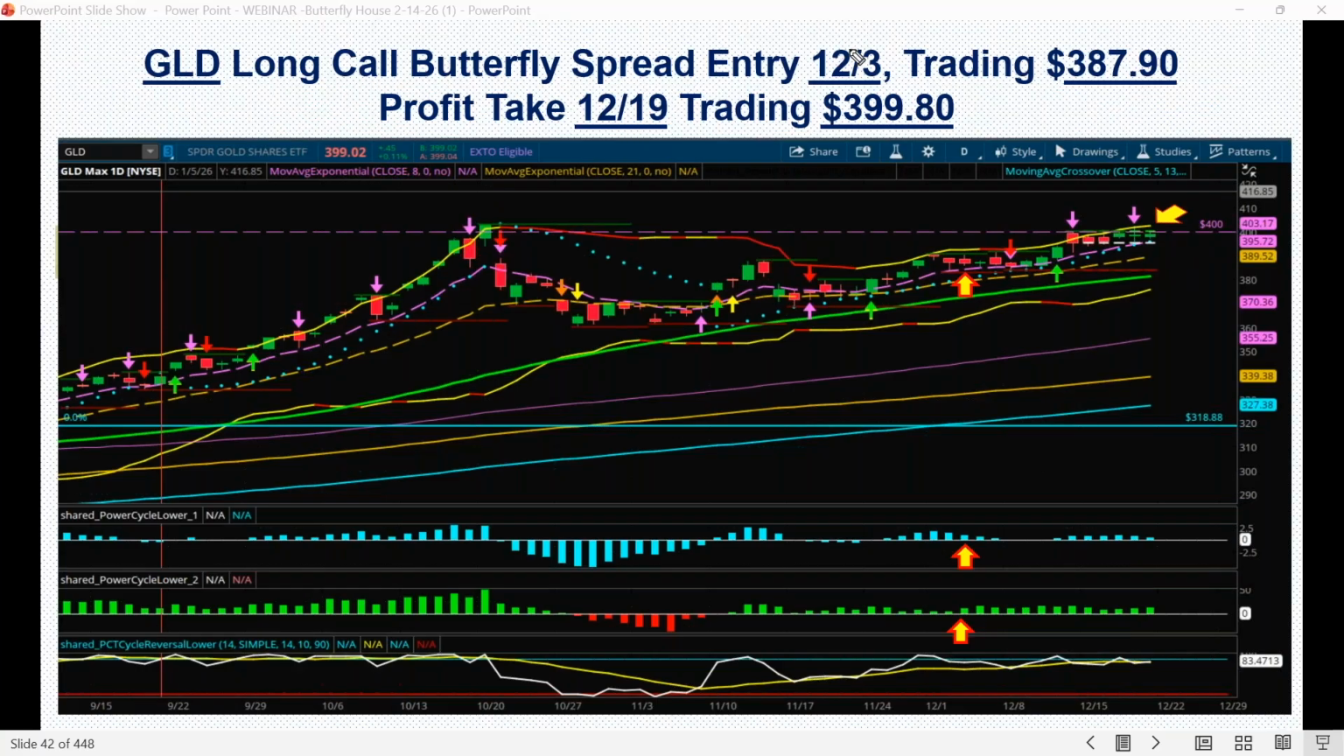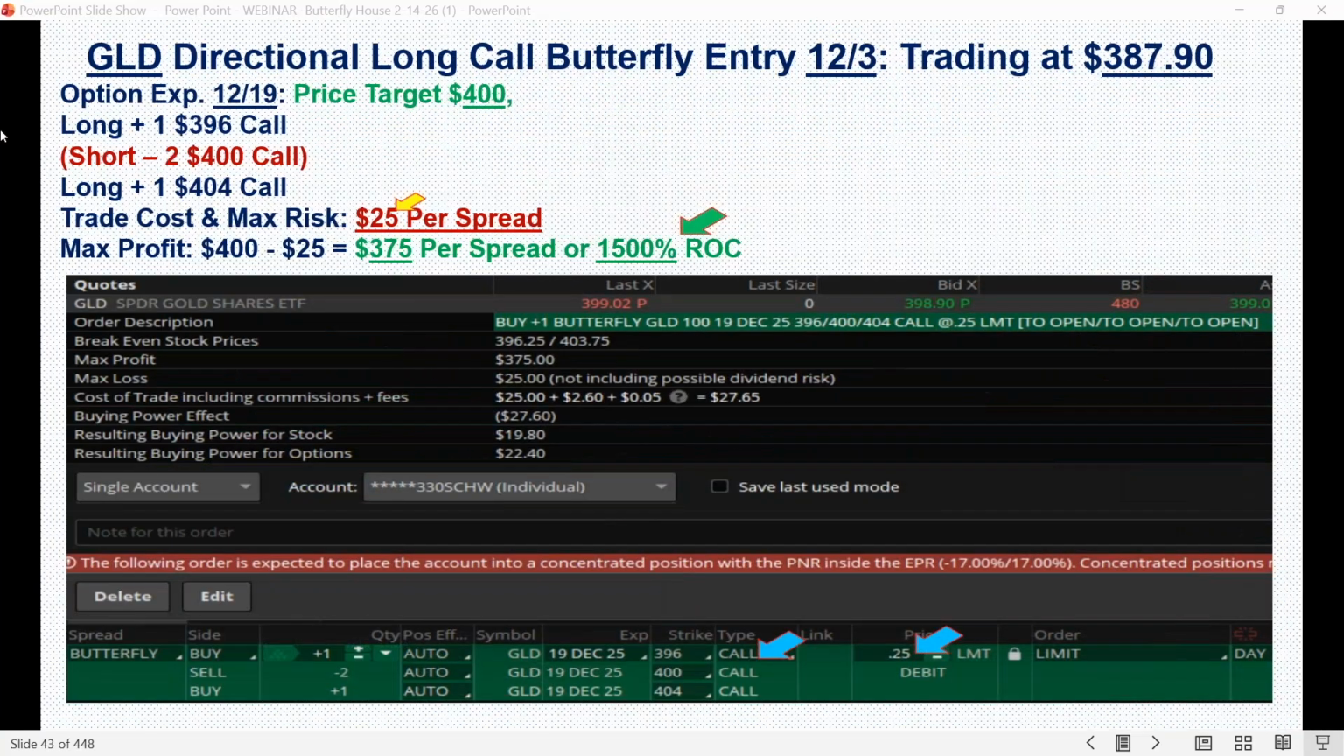So we set this trade up on the 3rd. Expiration was 2 weeks later on the 19th. And we got pretty darn close on this trade to the upside. So again, here was the trade that was sent out to the members of the alert service for target 400. So we did the targeted trade.